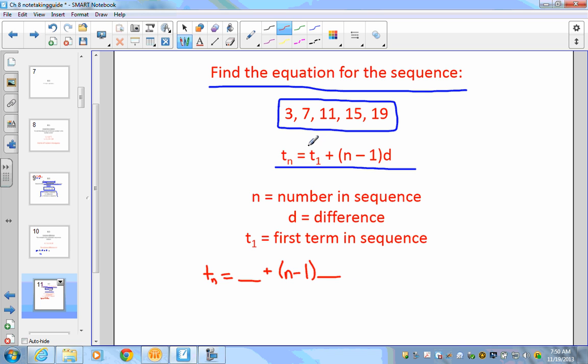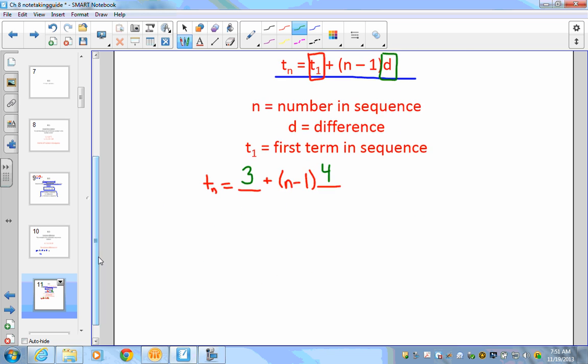The T of 1 represents the very first number of my sequence, which I'll do in a different color so you can see it. That number is 3. The next blank we need to figure out is this d, which represents the common difference. We are adding 4, so that's positive 4. So pretty much everything is already figured out. The last thing we need to do is apply some basic algebra skills to simplify this formula.